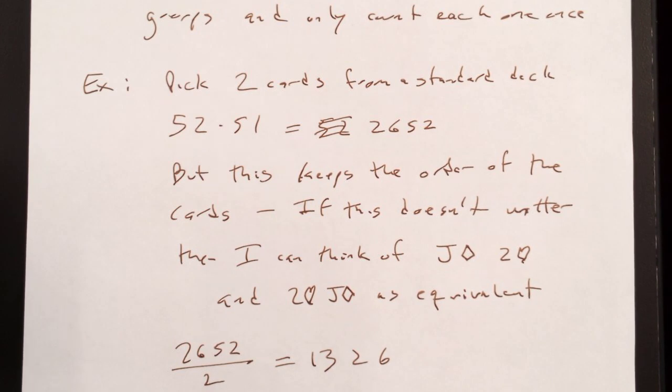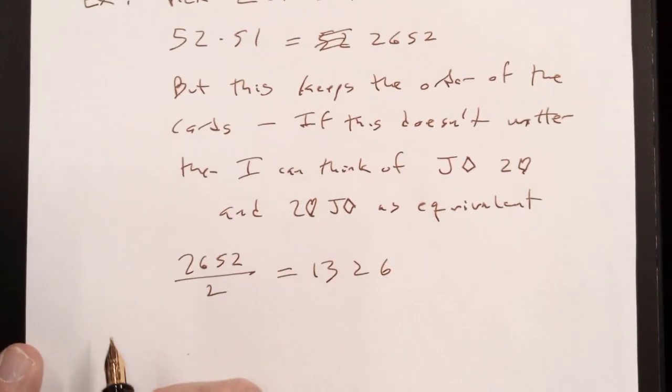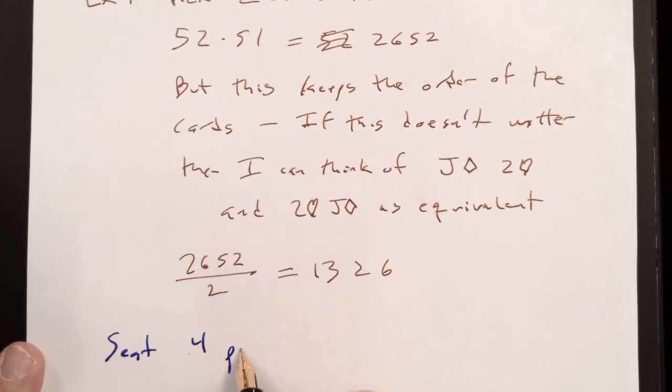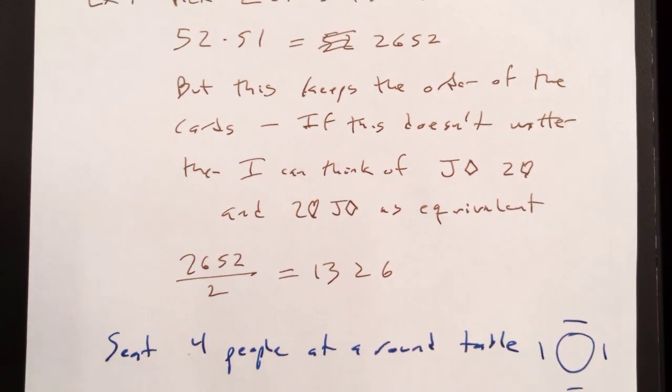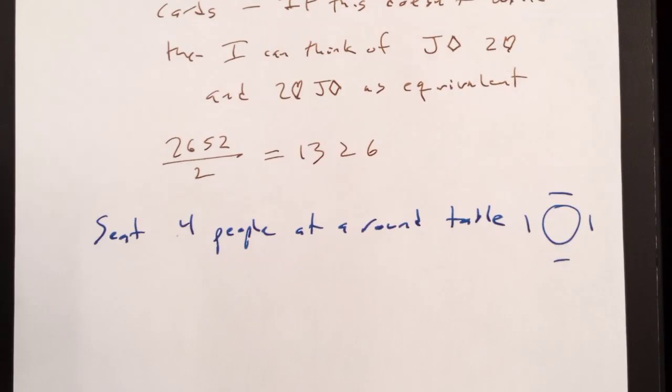You're all still looking at me kind of weird here. Let me give you another example. I am going to seat 4 people at a table. But it's not a straight table, it's a round table. Looks like I'm doing chemistry again. 2 seating charts are equivalent if the people have the same neighbors.